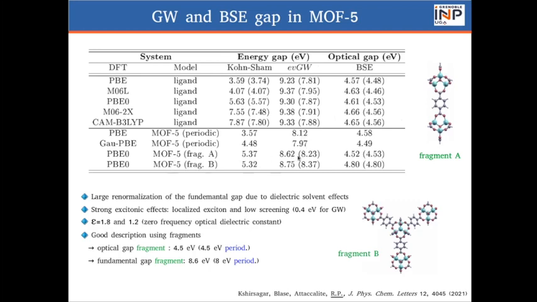It's interesting to see that in this case, the MOF, the effect of the embedding is smaller on the GW gap, and that the optical gap is very similar in the two fragments compared to the periodic system. It reflects the fact that the effect of the environment in the MOF on the screening is very low. And so this explains why we have such a strongly bound exciton, because the excitations are localized into specific units, and then the screening is relatively small.